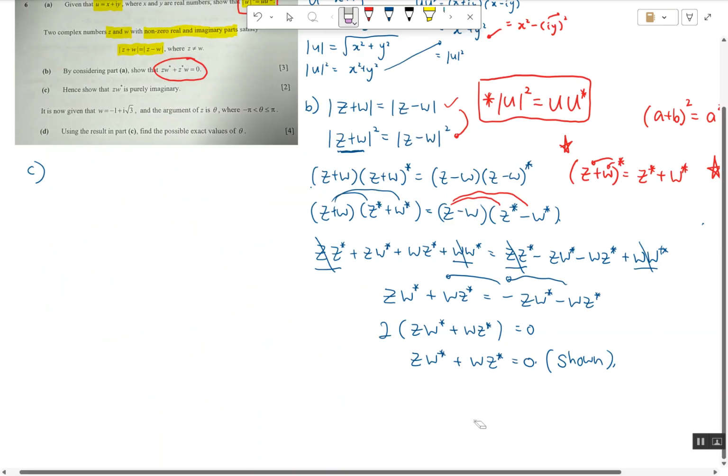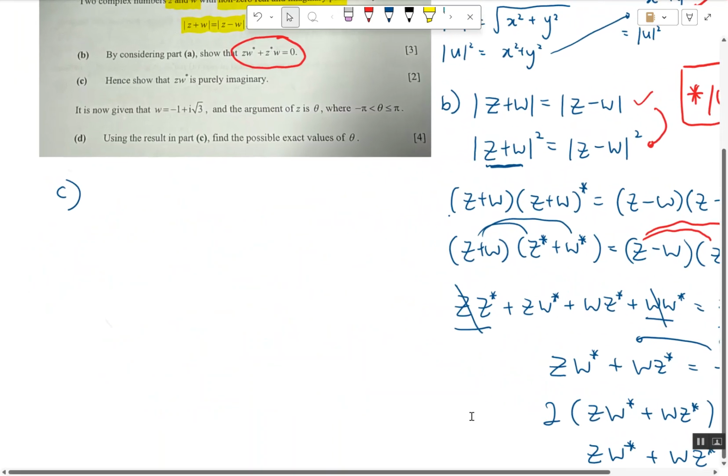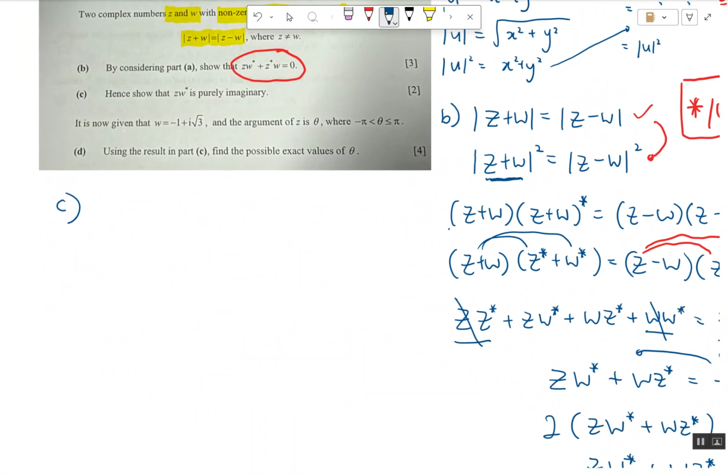Okay? For part C, it actually also tests whether you know your properties of complex numbers well enough. So let's say I have u, which is x plus iy, and u star, which is x minus iy. What can I say about u plus u star? That will be equal to x plus iy plus x minus iy. You will realize you will get 2x.